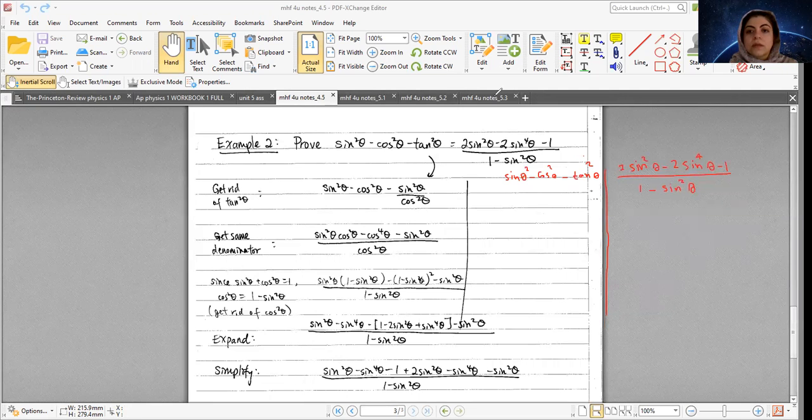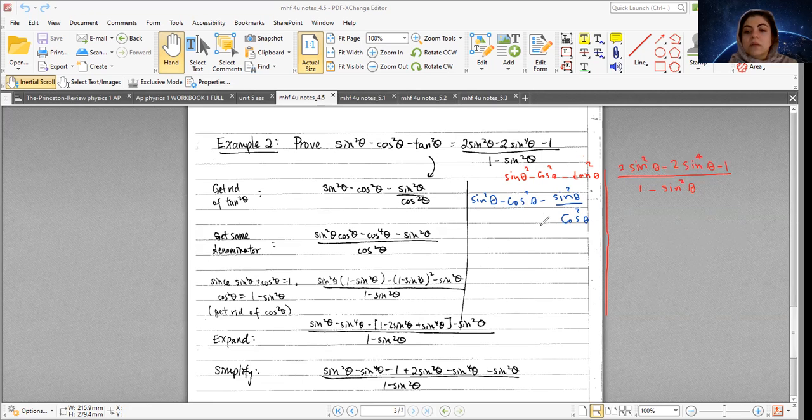Sine over cosine, right? Because everything is sine over cosine. It's better that we turn everything into sine and cosine. Minus cosine power 2, minus sine power 2. Because this is a power 2. I know tan is sine theta over cosine theta, but since the power is 2, I need to put the power, right?